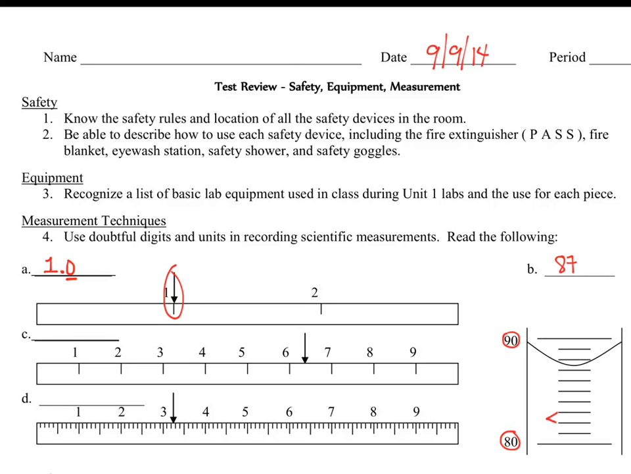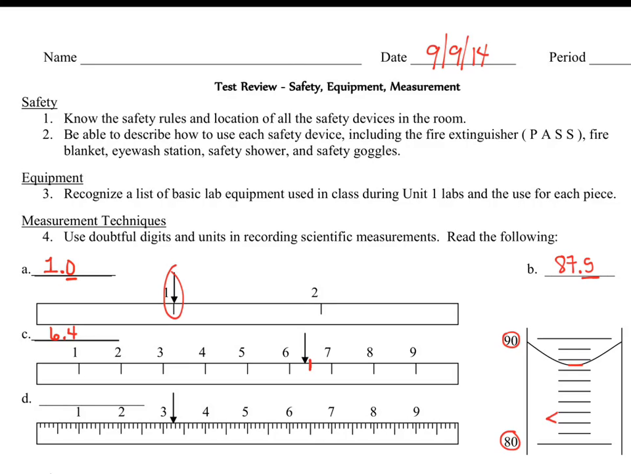But then we see our meniscus, and it's maybe about halfway between 87 and 88. So in this case, we can add the 0.5, and this 0.5 would be our doubtful digit. For C, we end up with 6, and we can safely assume that 5 is right in the middle. But in this case, it's a little short of the middle, so I'm going to go with 6.4. And that 0.4 would be my doubtful digit.